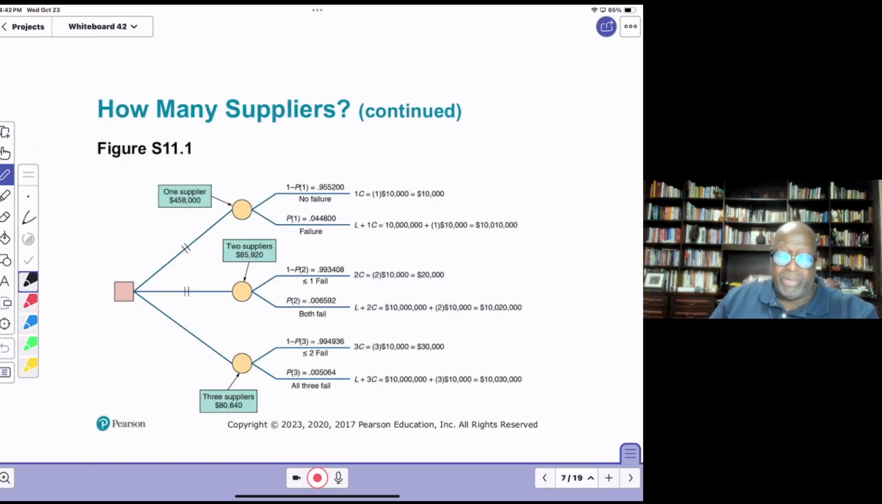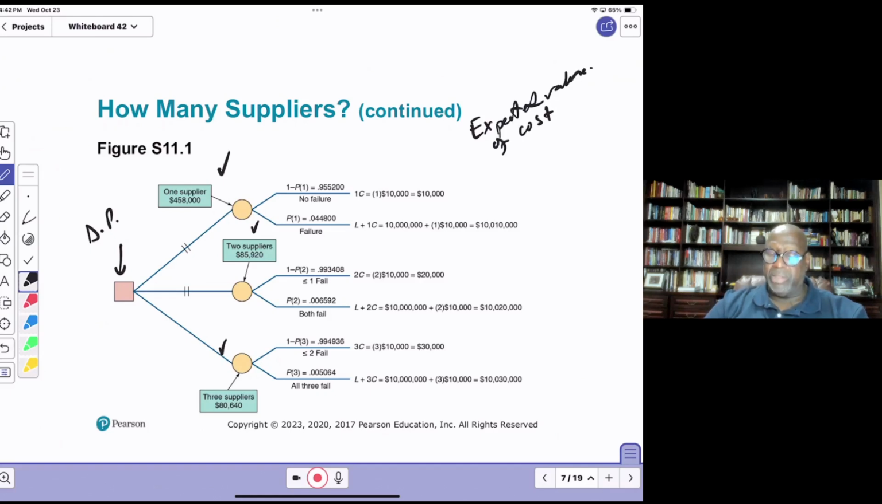So now let's put that in the form of a decision tree. What does a decision tree do? So we have this decision point right here, and we have 3 possible branches that we could go through. Either invest with 1 supplier, 2 suppliers, or 3 suppliers. Alright? And then look at what the cost is of those 3 situations right there. The way in which we're going to make our decision is on the basis of what we call the expected value of the costs, or the losses, we should say.